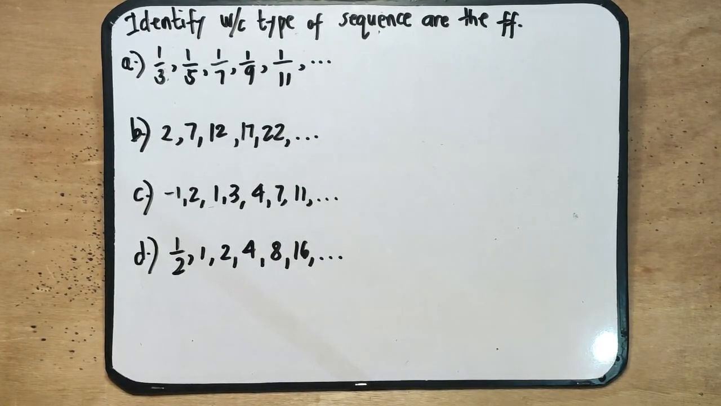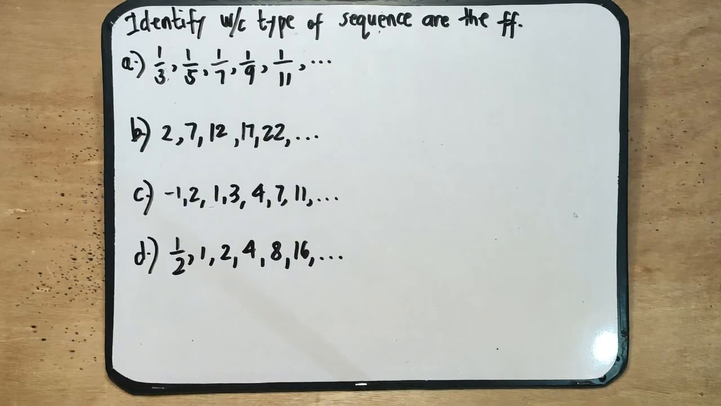So, item A, we have 1/3, 1 all over 5, 1 all over 7, 1 all over 9, and 1 all over 11. So, since 1 lahat ng kanyang numerator, it's possible na harmonic siya. So, paano siya magiging harmonic? Harmonic siya kapag yung kanyang denominators ay arithmetic sequence, yung may common difference sa kanilang denominators.